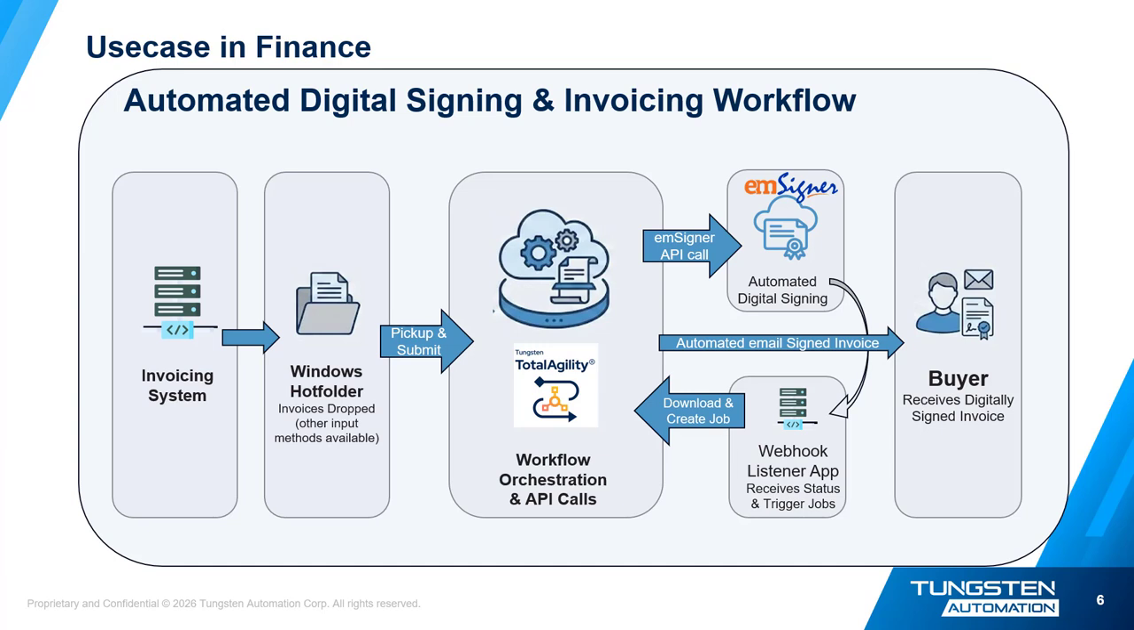Once emSigner processes these invoices, Total Agility will be able to download them and push them through another workflow to automatically email them to respective buyers. And so the end user buyer will get an invoice which is digitally signed by the enterprise, giving them the trust that the invoice is legitimate from the organization. Let's have a look at this in action.